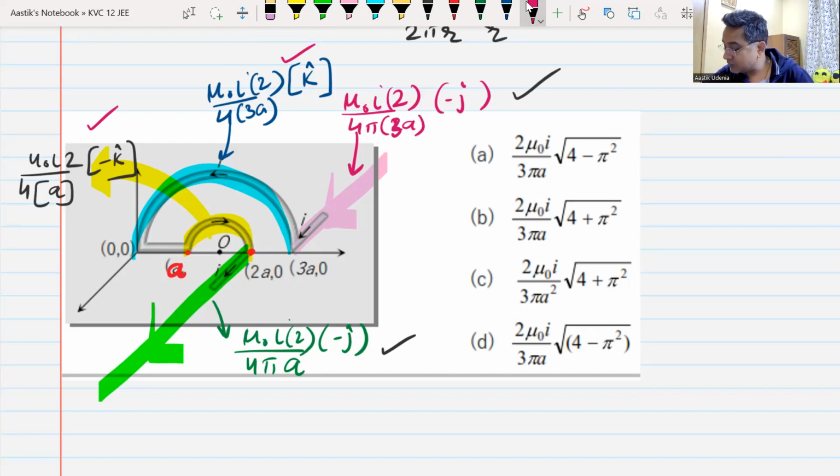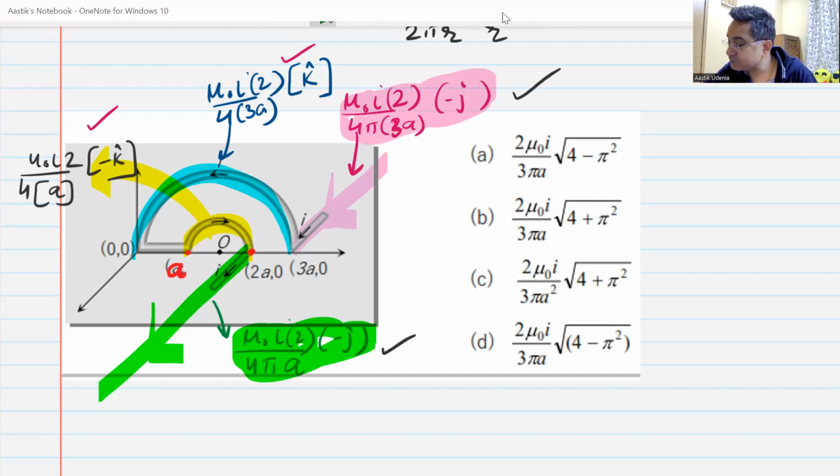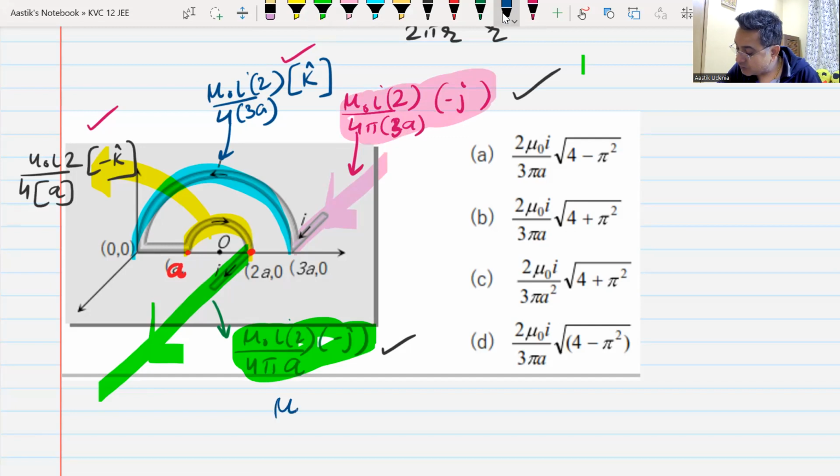So what is that you are going to get? If you add the pink field and the green field, how much do you get? That will be along minus J. That will be mu naught, I can cancel this 2 here. So this is 2, this is 2. So I can write mu naught I by, oops, why am I using so fancy things.